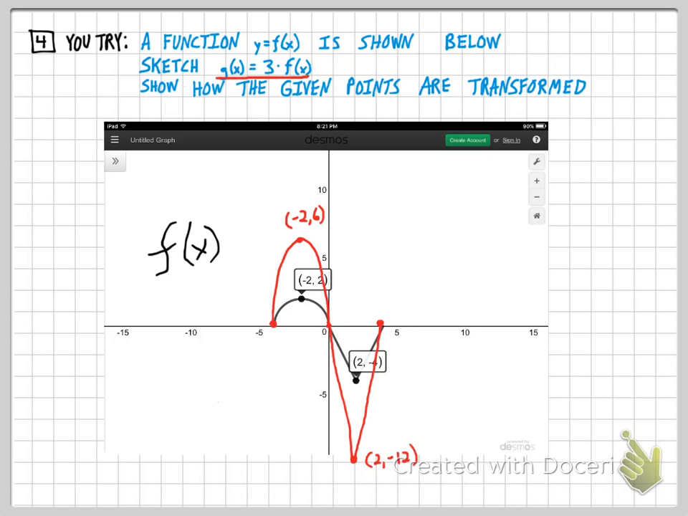Alright, you should get something like the red graph below. Tracking those points, negative 2, 2 is going to become negative 2, 6, and 2, negative 4 is going to become 2, negative 12. Everything is vertically stretched out. Good to note that the 0 of this function, where it crosses the x-axis, is unchanged because the y-coordinate of 0 is multiplied by 3, but that remains 0.